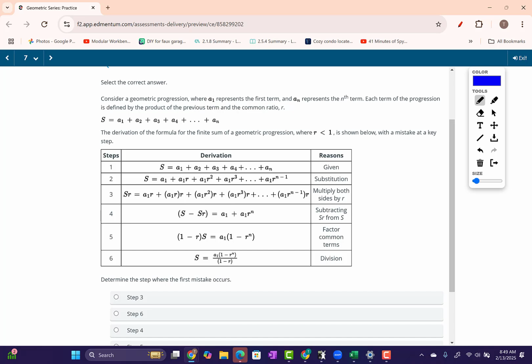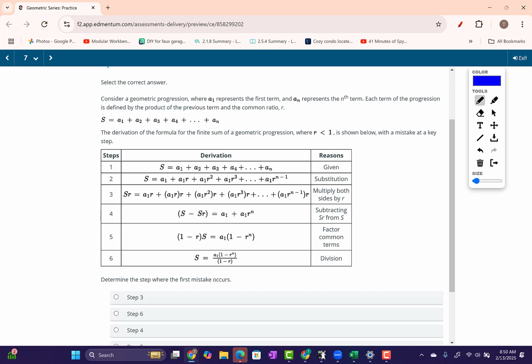Step 3 says multiply. We're multiplying both sides by r. So we can see clearly S is being multiplied by r here, just like the reason stated. A sub 1 is being multiplied by r. That's just fine. A sub 1 times r is also being multiplied by r. So it looks like all of these are being multiplied by an extra r, including this last term. There's an extra r there. So step 3 looks fine.